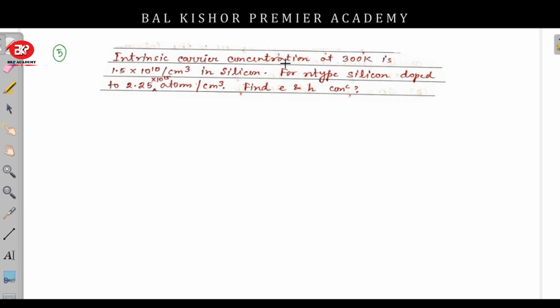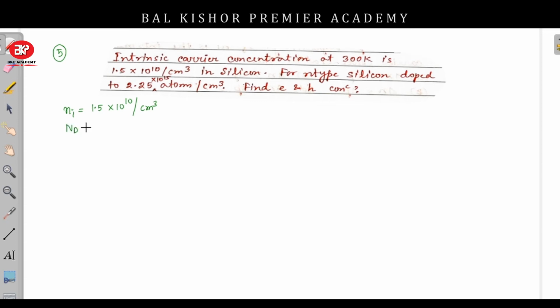So the intrinsic carrier concentration at 300K is 1.5 into 10 to the power 10 per centimeter cube. So the Ni value is given. You can see the Ni value is 1.5 into 10 to the power 10 per centimeter cube in silicon. For n-type silicon doped to 2.25 into 10 to the power 15 atoms per centimeter cube. So what is the doping? And it is n-type.